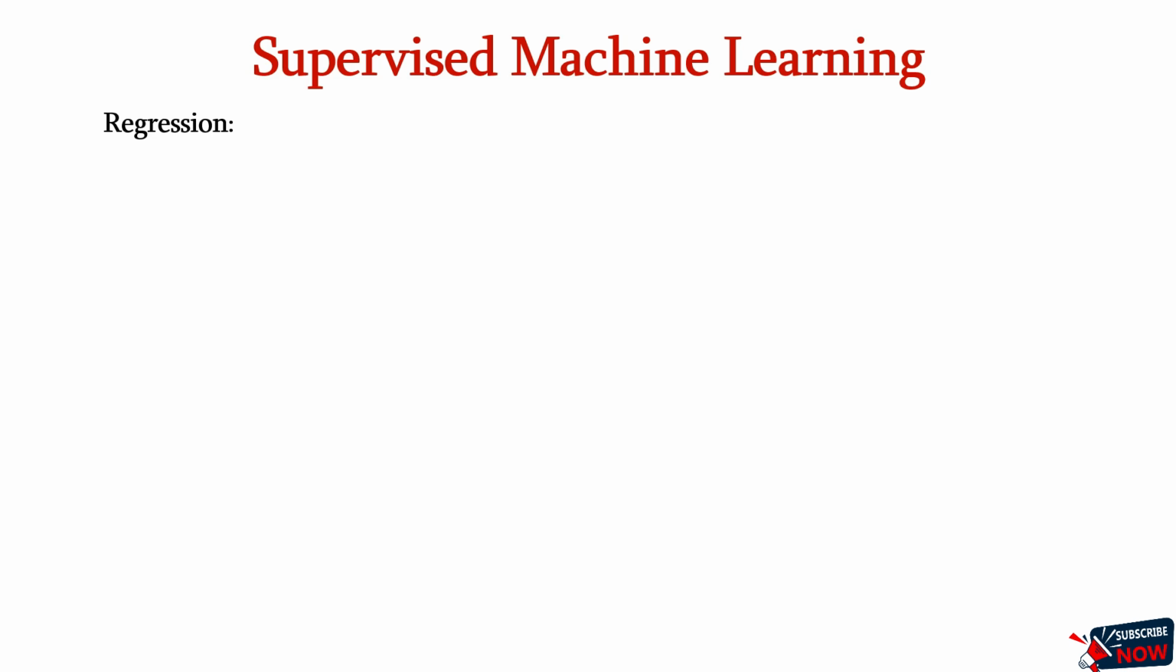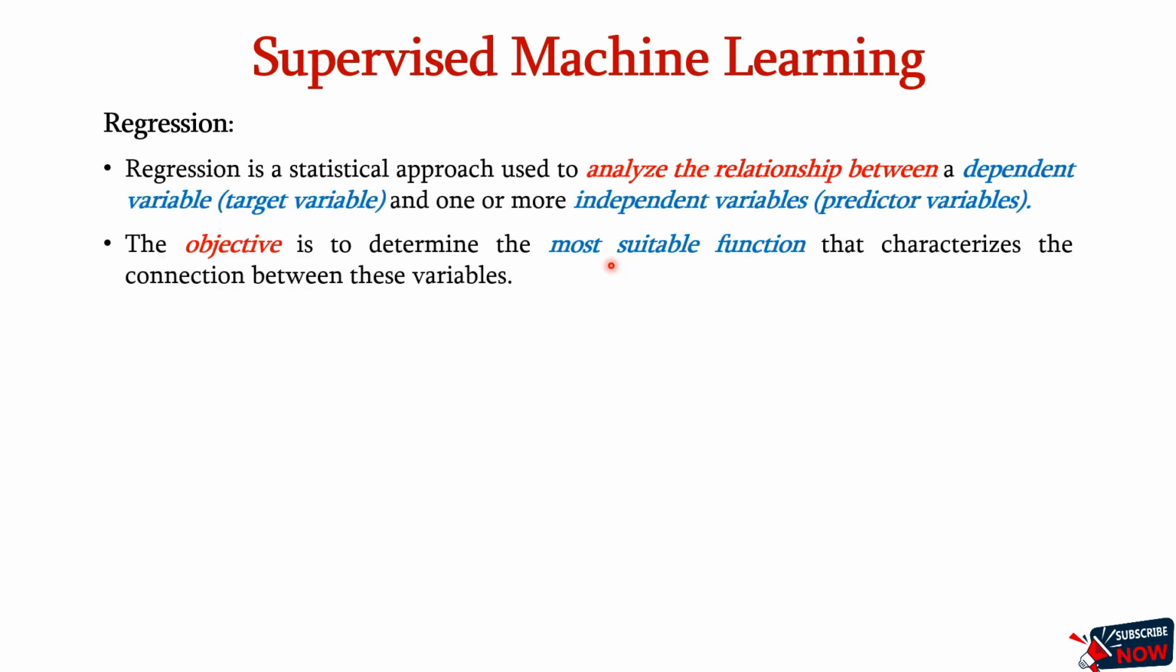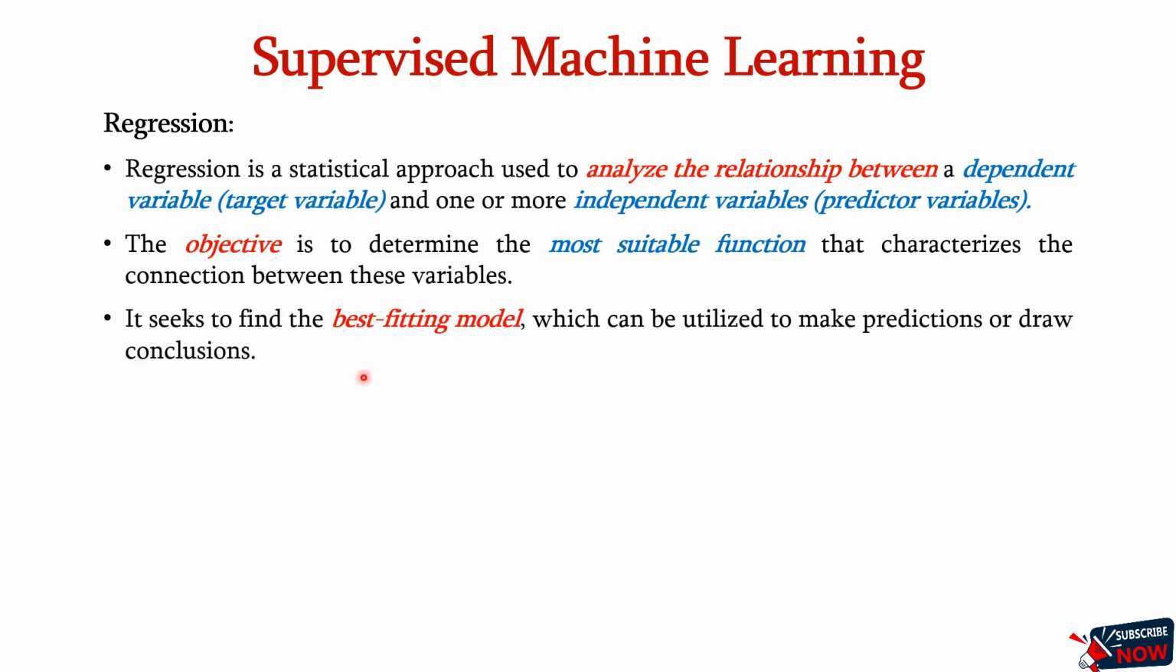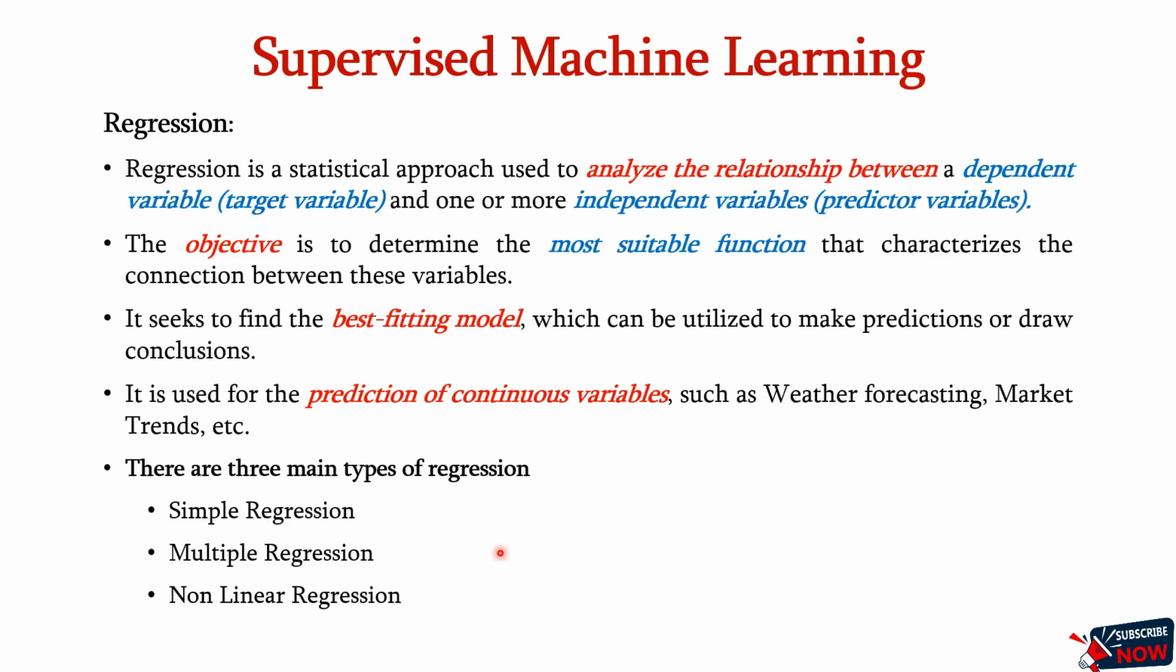First, let us see the basics of regression. It is a statistical approach which is used to analyze the relationship between the dependent variable and one or more independent variables. The objective is to determine the most suitable function that characterizes the connection between these variables. It finds the best fitting model which can be utilized to make predictions or draw conclusions. It is used for predicting continuous variables like weather forecasting, market trend analysis, etc. There are three main types of regression, namely simple regression, multiple regression, and non-linear regression.